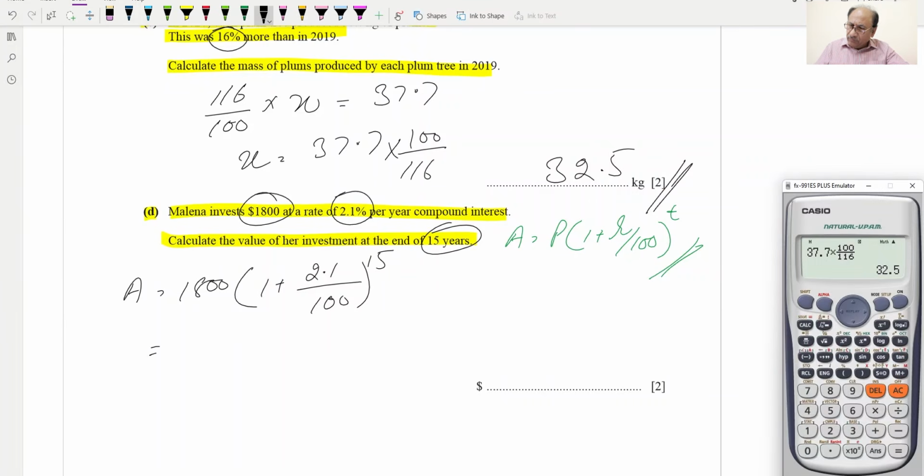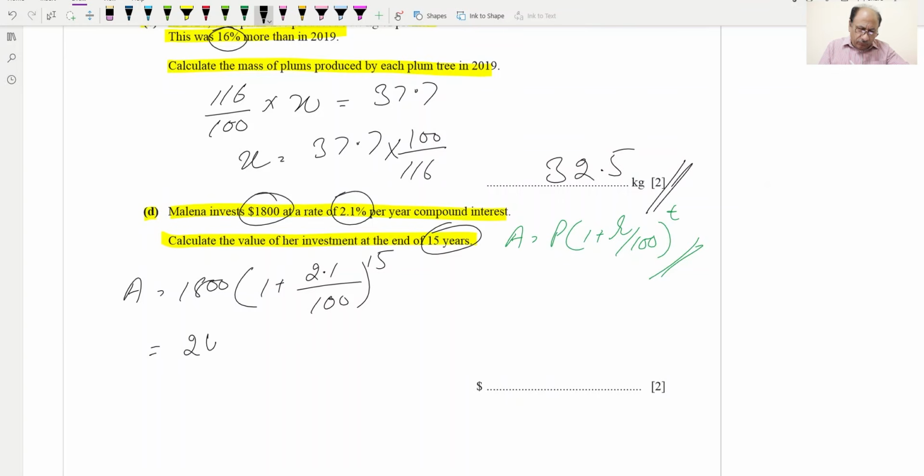So this will be resulting to 1800 in brackets. It will be 1 plus 2.1 over 100 and raised to the power 15, and this is resulting to 2458.43, which we can round to 2458. This is a 2 mark question.